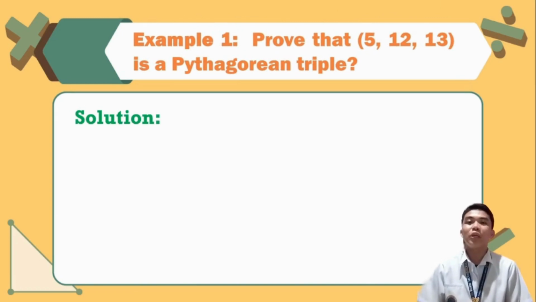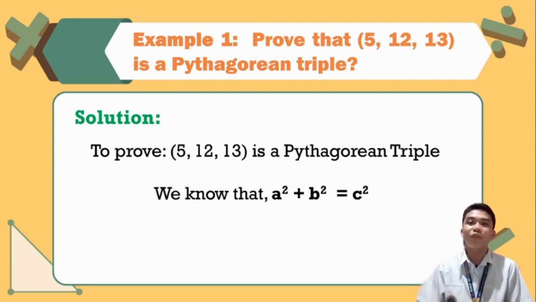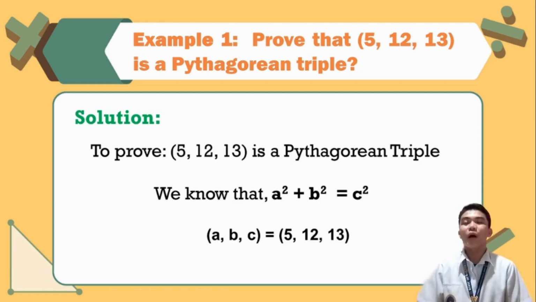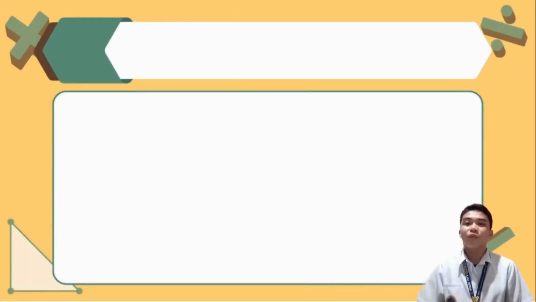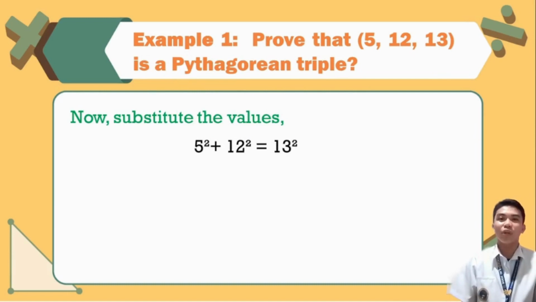To prove that 5, 12, 13 is a Pythagorean triple, we know that the Pythagorean theorem formula is a squared plus b squared equals c squared. So we have here the quantity a, b, c equals 5, 12, 13. Now that we have found the values of the variables a, b, c, we will simply substitute the values to the given formula. So we have here 5 squared plus 12 squared equals 13 squared.